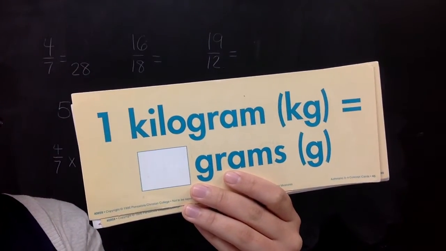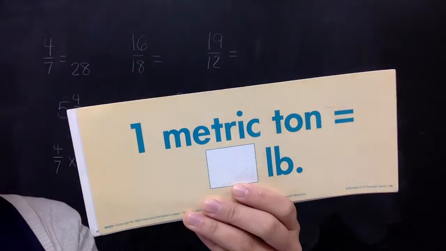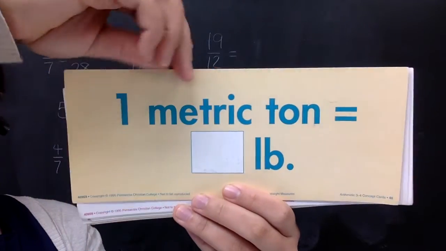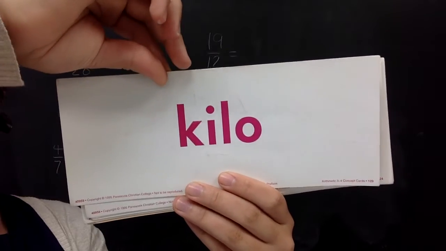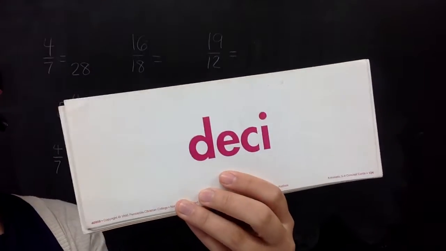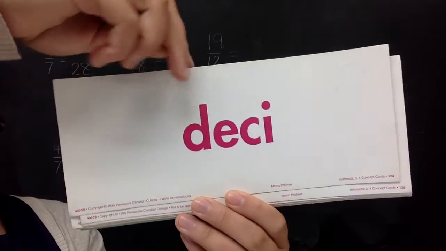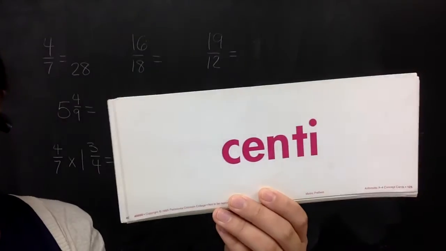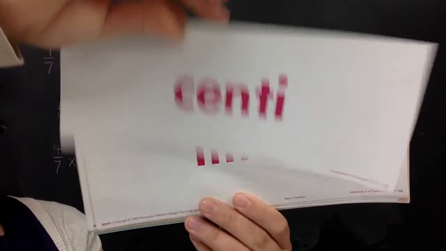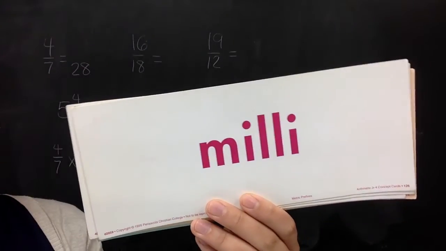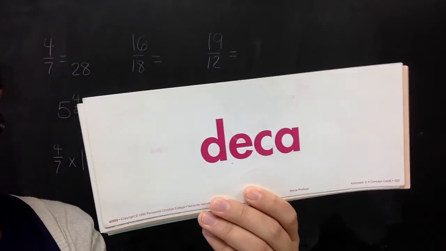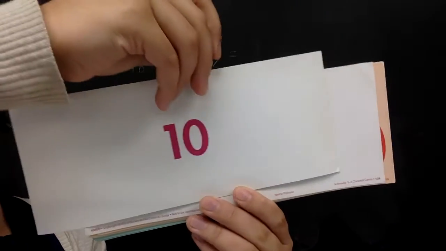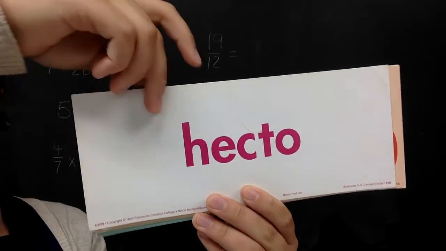1 ton equals how many pounds? 2,000. 1 kilogram equals how many grams? 1,000. 1 metric ton equals how many pounds? 2,200. What does kilo stand for? 1,000. What does deci stand for? 1/10. Centa. 100th. Milla. 1,000th. Deca. 10. Hecto.